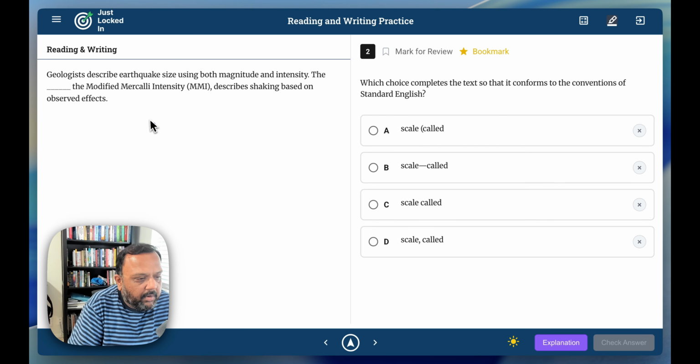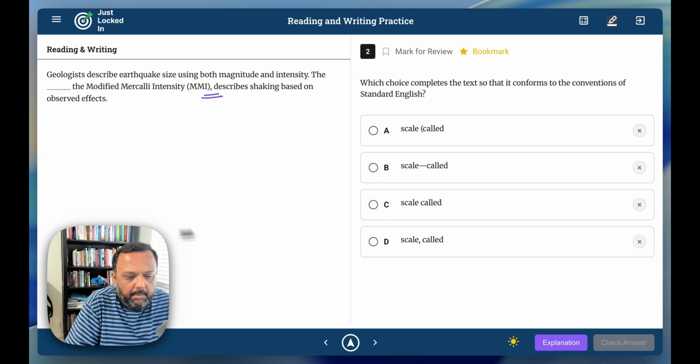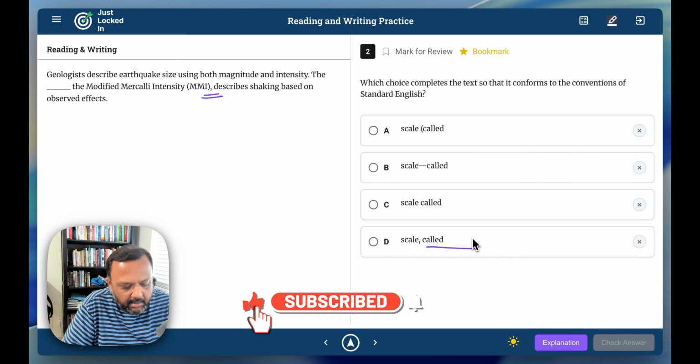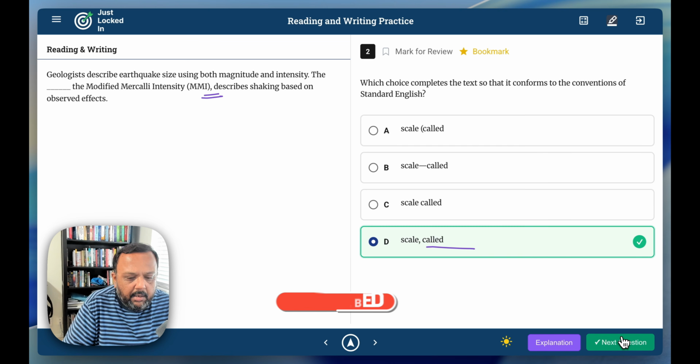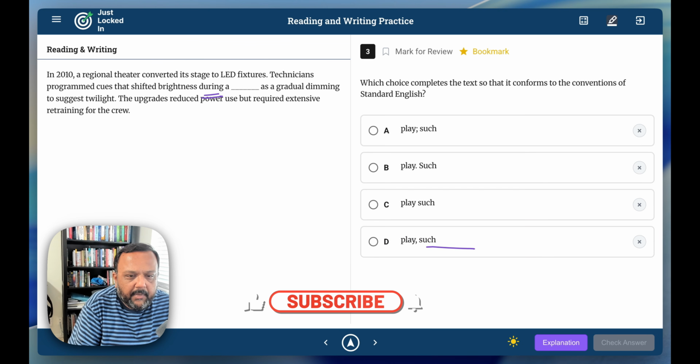So therefore, you have to set it off with a comma or a dash or a bracket, and we know that this ends with a comma, and therefore it needs to start with a comma. So D is the right answer. So: the scale, comma, called the modified Mercalli intensity, comma, describes and so on. Therefore D is the correct answer. Let's just click on D and we'll move to the next question.